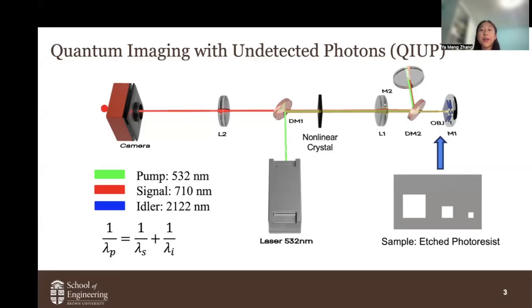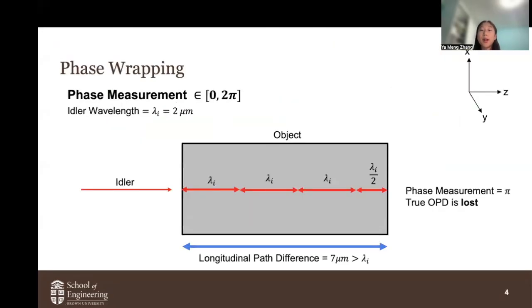To take this a step further, we extend this to holography to achieve 3D imaging, where phase and transmission are simultaneously measured. However, the biggest issue in holography is phase wrapping. For example, this sample has a longitudinal thickness that corresponds to 3.5 wavelengths, but the phase measurement will only give half a wavelength. We can never know the true thickness of a sample from this measurement.